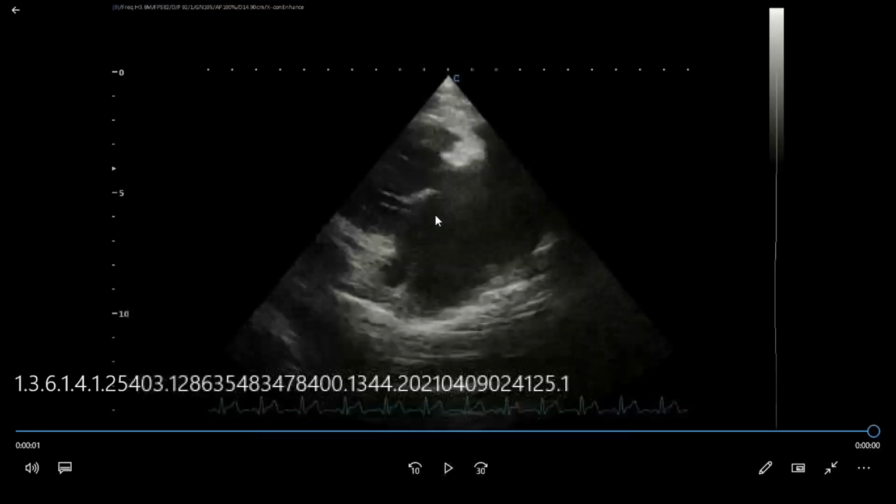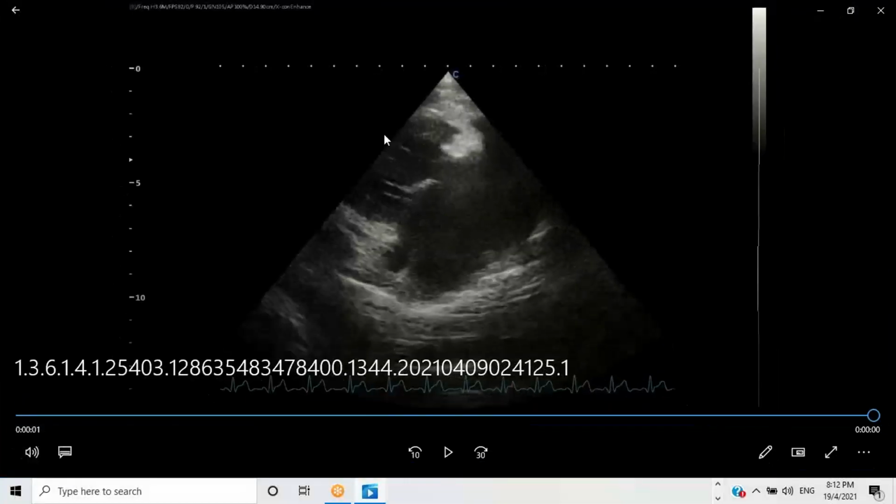Okay, so again, this is the RV inflow view. Right ventricle is on top, your tricuspid valve. This is the posterior leaflet, the anterior leaflet. This is the right atrium. Okay, coronary sinus is right there. Inferior vena cava is right there. So the RV inflow view.